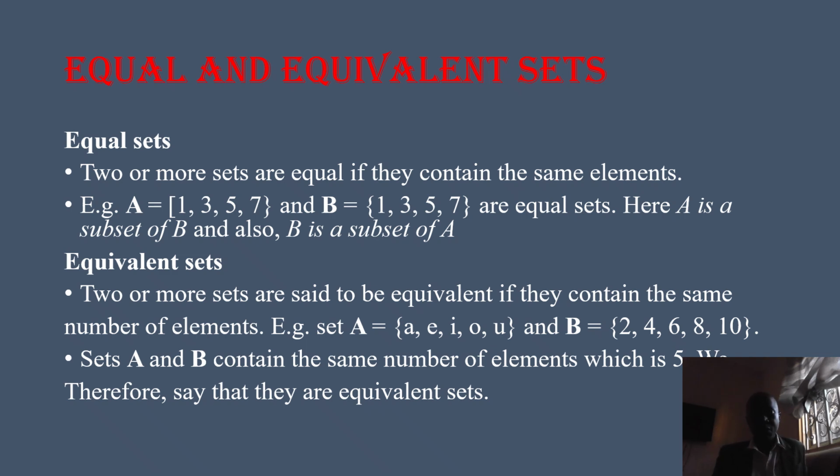So we also have what we call equivalent sets. Two or more sets are said to be equivalent if they contain the same number of elements. For example, given that set A has R, A, E, O, U, and then B has 2, 4, 6, 8, 10. When we count the number of elements in A, they are 1, 2, 3, 4, 5. But also the number of elements in B are 1, 2, 3, 4, 5. So meaning that A and B are equivalent because they contain the same number of elements. Therefore, that's why we call them equivalent in sets.